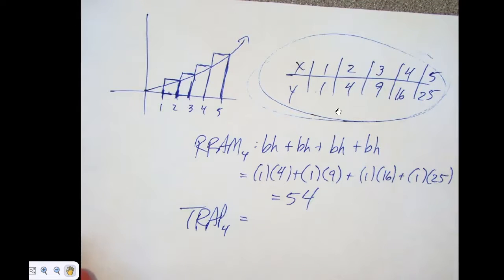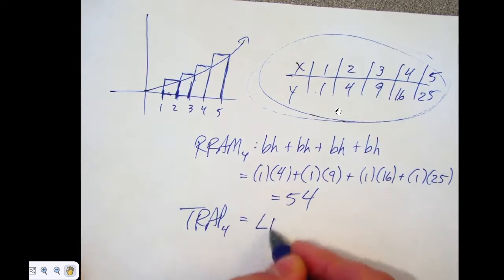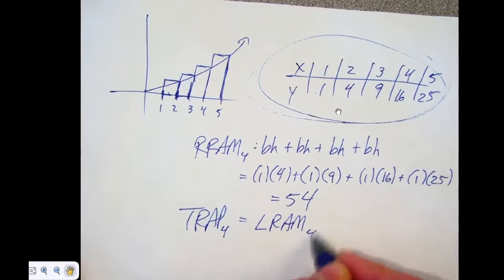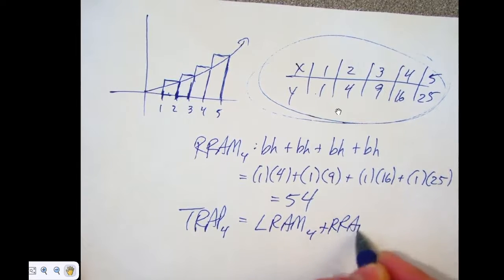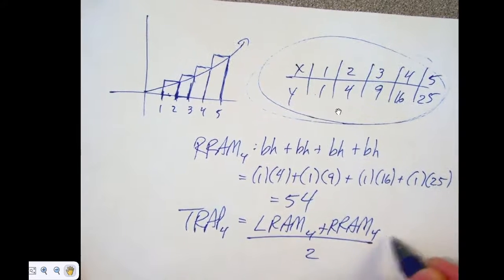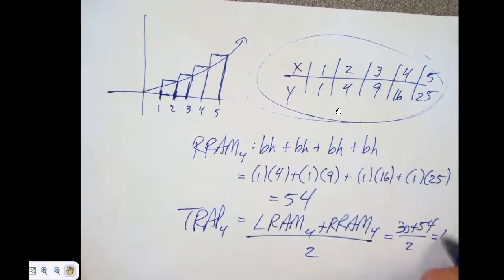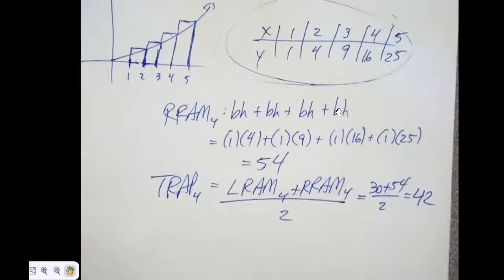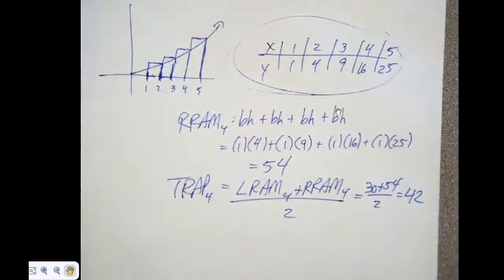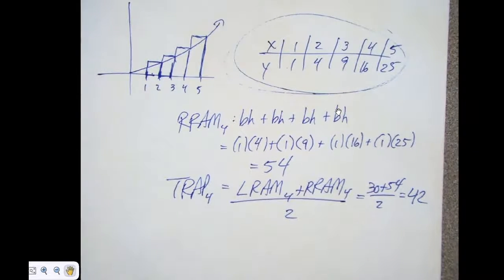Trap is LRAM and RRAM averaged together, so it's not like a whole new calculation. You would just go 30 plus 54 over 2 is 42. So if they just ask for trap, it's kind of a pain because you have to do 2 calculations to get to it. But if they ask for all 3, it's like, oh, I already did that.